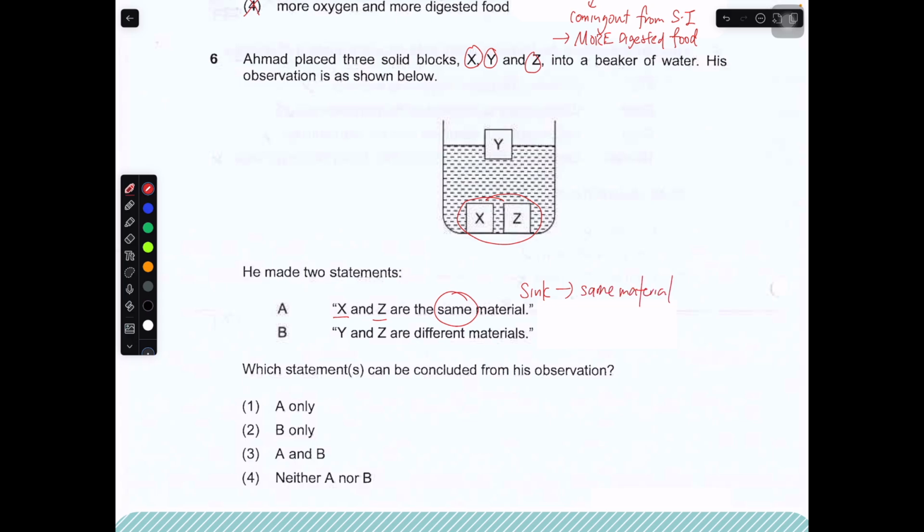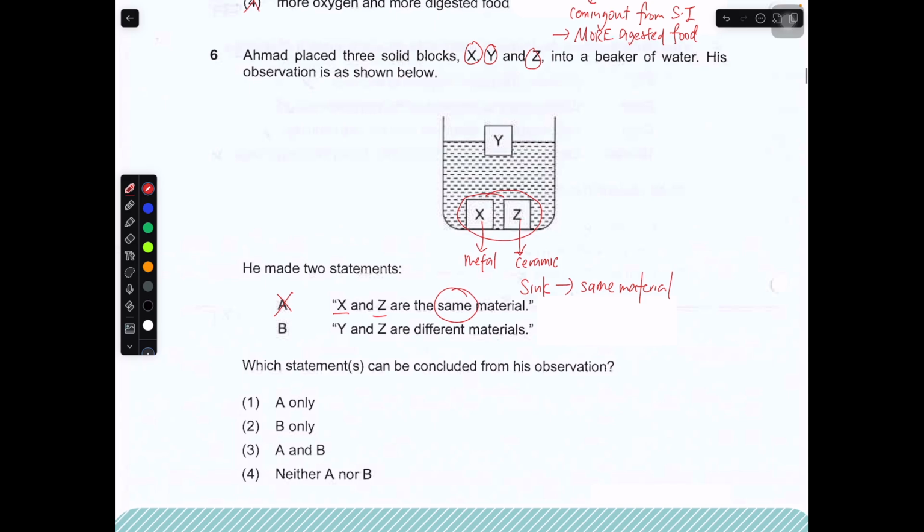Is it true? Or can you even conclude this? The answer is no. I'll give you an example. This could be metal, this could be ceramic. Both sink, but they are different materials. So you cannot conclude this. The idea is that there are actually many items that sink in this world. So you cannot say any item that sinks is the same material. This is a wrong conclusion.